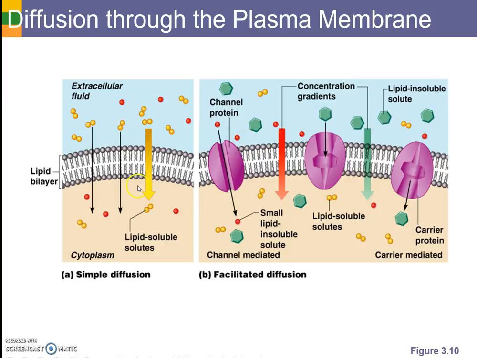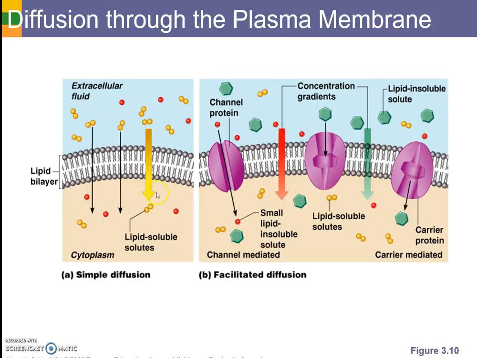This slide shows us two of the three types of diffusion that we have discussed. Picture A that says simple diffusion is actually showing molecules going from outside of the cell and the extracellular fluid down a concentration gradient to the cytoplasm that's on the inside. Now, when we say down a concentration gradient, we mean that they are moving from a higher concentration to a lower concentration, which basically is our definition of diffusion.